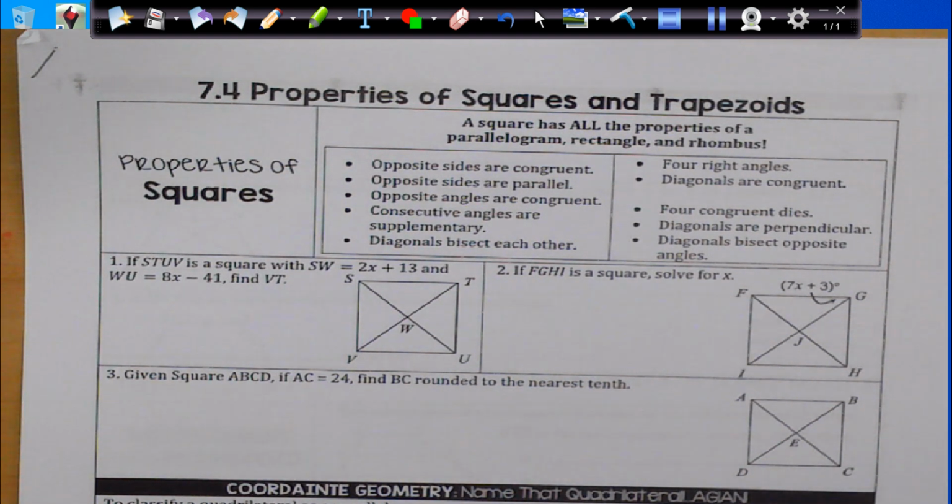All right, welcome. This is properties of squares and trapezoids. Let's get started. First of all, properties of squares.